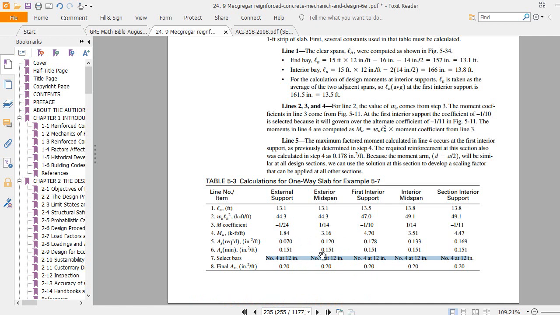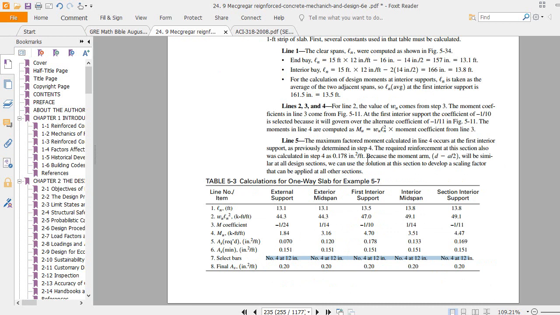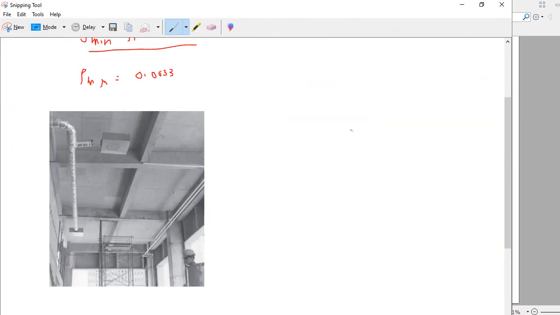So how do they basically get this value? You just need this spacing. We already chose a number 4 bar, and if we have a number 4 bar, the spacing can be calculated by a simple formula: spacing equals area of bar divided by As calculated, times 12. So area of bar is 0.2, area of steel 0.151, times 12, and you get the answer.